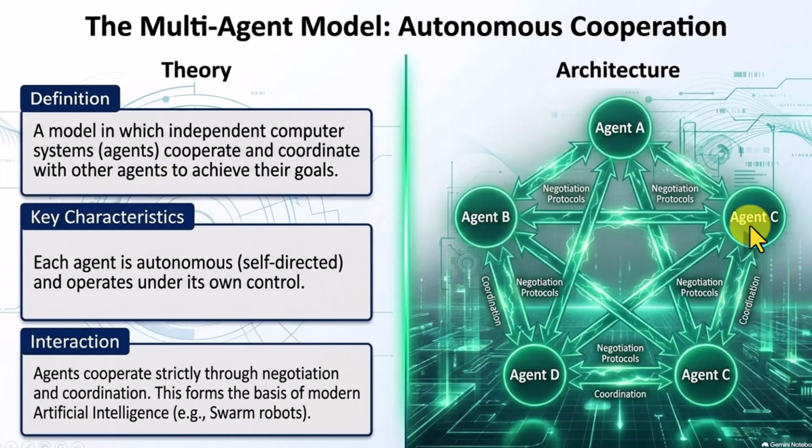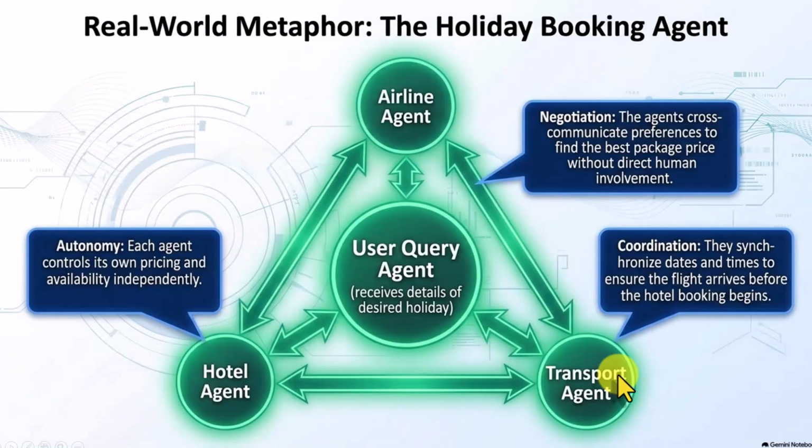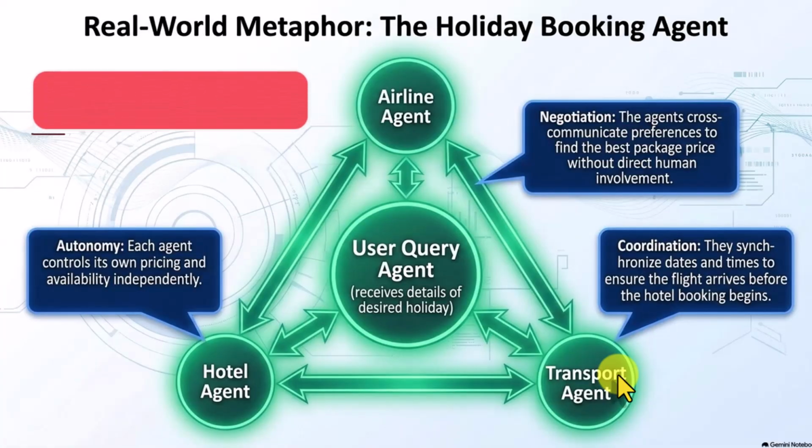Now, interaction: how are they interacting with each other? Agents cooperate strictly through negotiation and coordination. So they communicate with each other, they take information from each other, and they coordinate their results, things like that. This forms the basis of modern artificial intelligence, like swarm robots. Right now, the base of artificial intelligence is something like this, the multi-agent model.